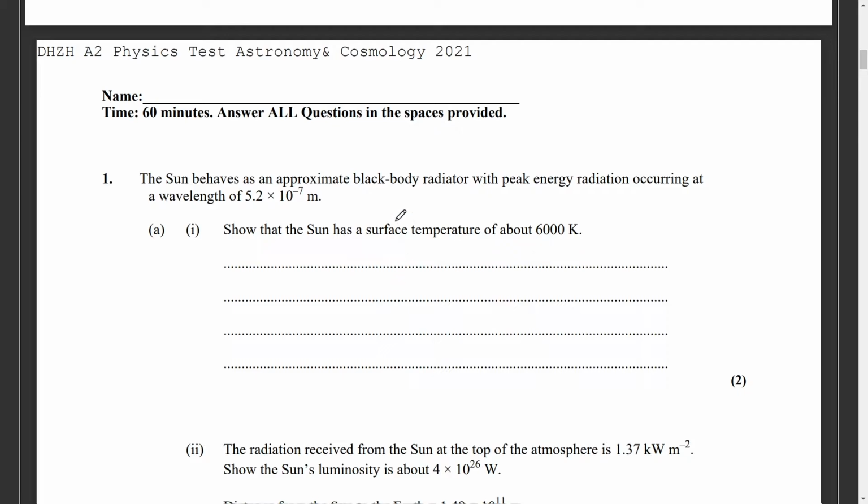The sun behaves as a black body radiator. You're given the wavelength of radiation, and that's the peak wavelength. You're supposed to show that the temperature is about 6,000 Kelvin. Right, so you have the wavelength, lambda, which has been given there, and all you need to do here, because you have a temperature that you want to show and a wavelength, then it is rather obvious that we have to use Wien's displacement law here, which states that lambda max times T is equal to a constant.